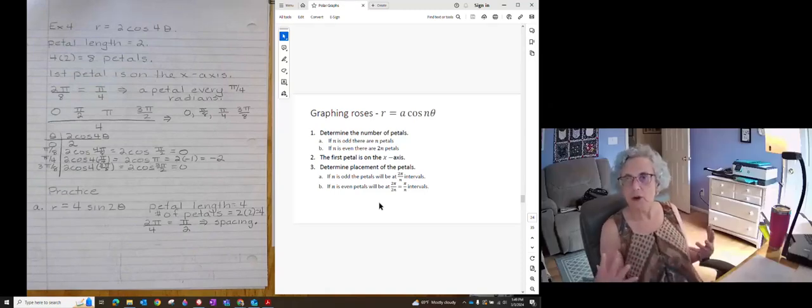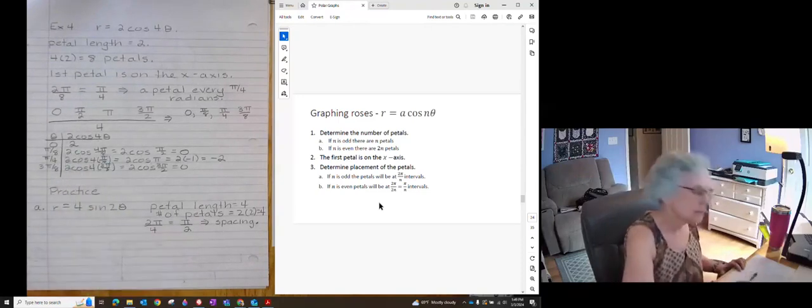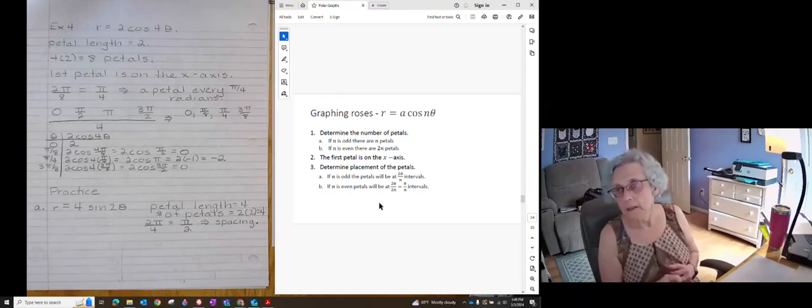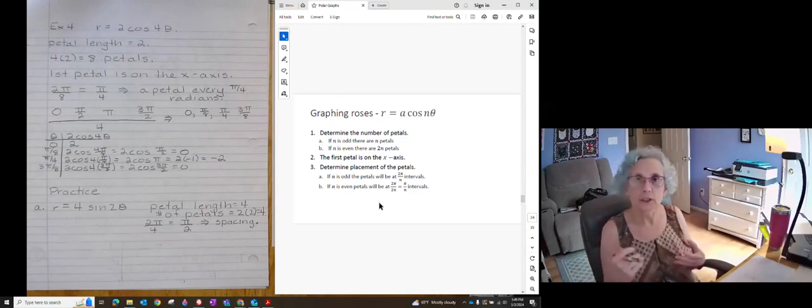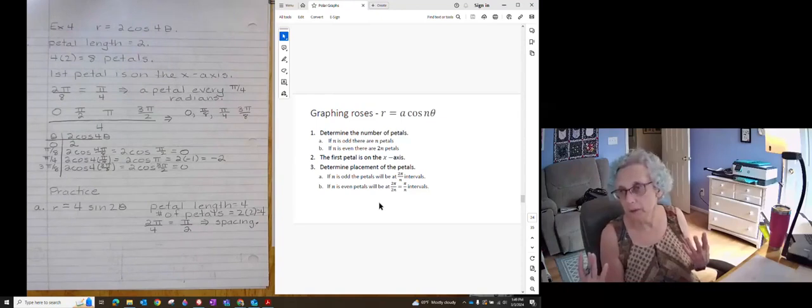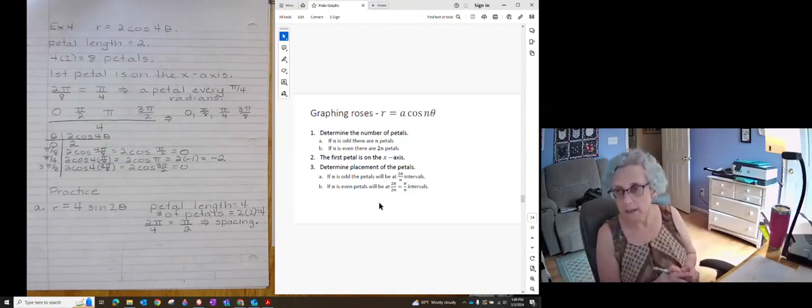So we just graphed a rose with 2 cosine 4 theta. So anytime you have a rose, r equals a cosine n theta, first thing you do is determine the number of petals. Number of petals: n if n is odd, 2n if n is even. The first petal lives on the x-axis.